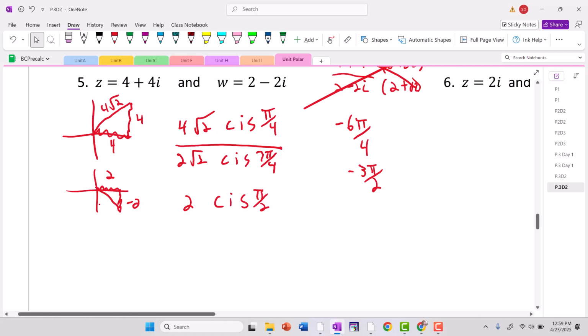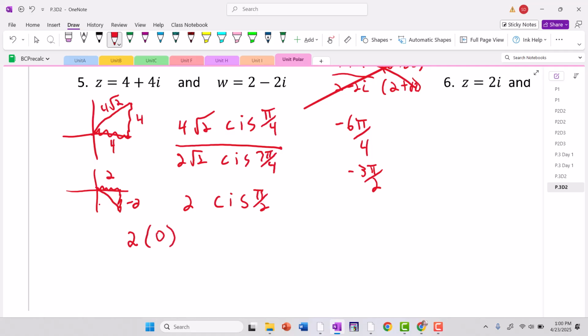Now, watch how easy this is. And then I got something to show you, which you're going to be mad about on the quiz. What's the cosine of pi over 2? It's right behind my head. 0. 0 comma 1 is the point at pi over 2. 0 is the x coordinate, which is the cosine. And then sine of pi over 2 is 1. 2i times 1. So this just equals 2i.